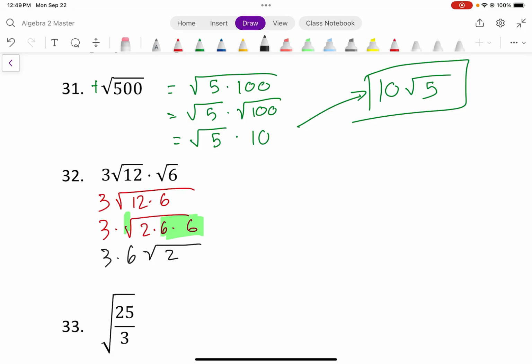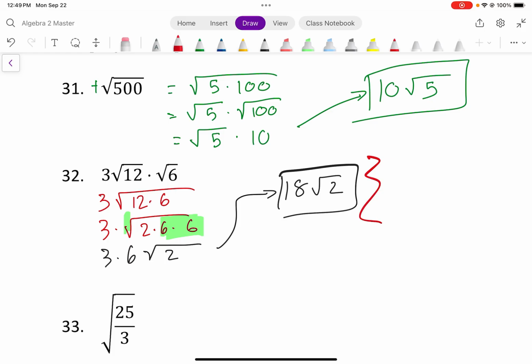If you find a perfect square number underneath the radical, that means that you have a factor times itself underneath the radical. I did not need to multiply this out to get 72. 2 times 36 is 72. Square root of 36 is 6. I didn't need to multiply that all out to do this. My final answer is going to be 18 square root of 2 because I still have to multiply that 3 times 6. The other way I could have done this is change 3 times the square root of 12 to 3 times square root of 4 times 3 times square root of 6 this way.